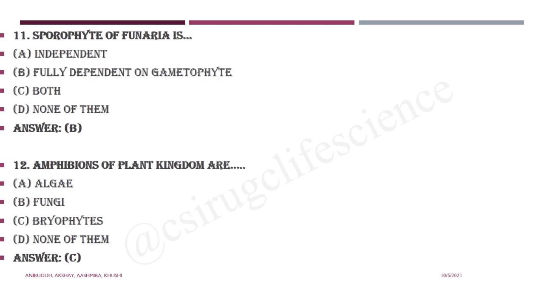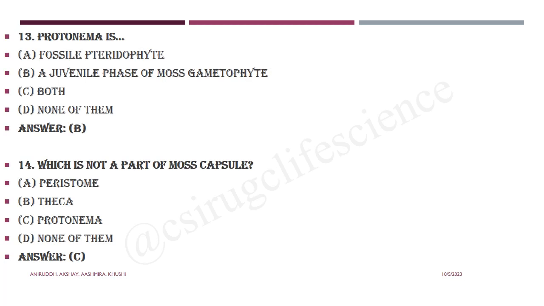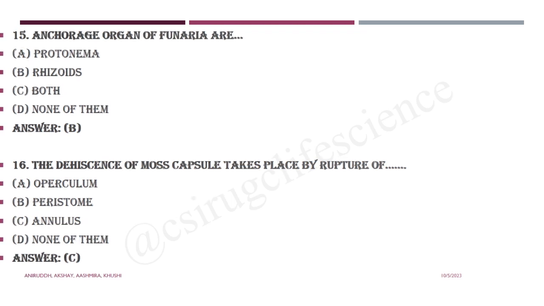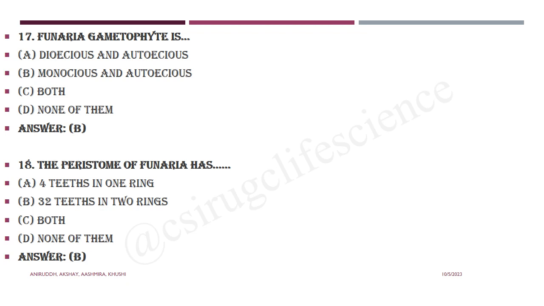Right. Protonema is. Which is not a part of moss capsule. Anchorage organ of Funaria are. Correct. The dehiscence of moss capsule takes place by rupture of. Funaria gametophyte is. The peristome of Funaria has.